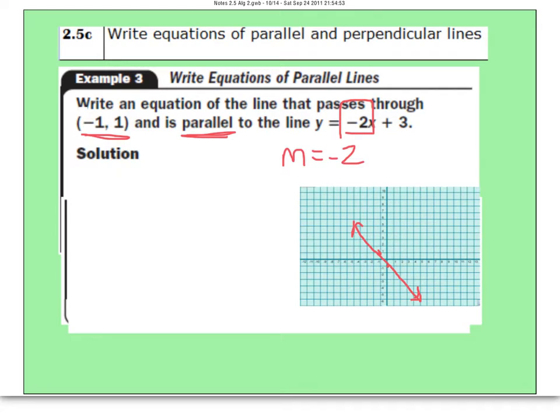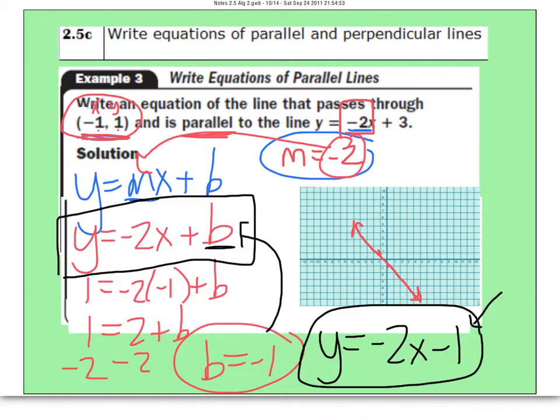So I had this much of the equation done originally. All I needed was the b. Now I finish it off by putting it in there. The final answer, y equals -2x minus 1. Which, if you look at my picture, the y-intercept is pretty darn close. It looks like it's at -1.